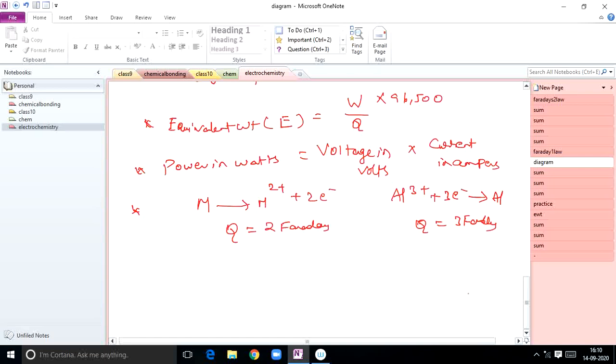So these points are very important. So Q is equal to IT. Already you know this point. Q is equal to IT. So this is about Faraday's first and Faraday's second law. Now let us do some numericals based on them, students.